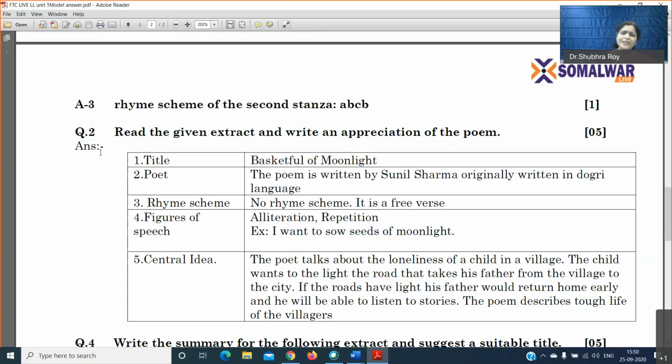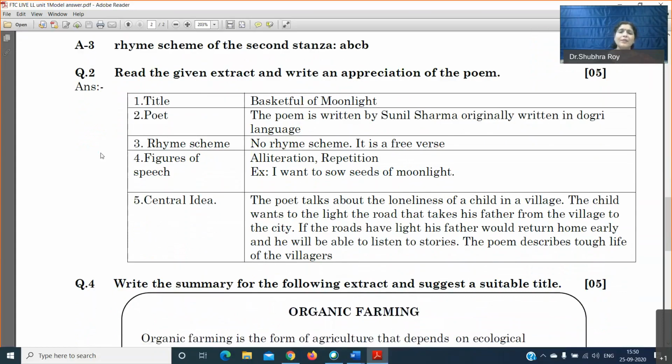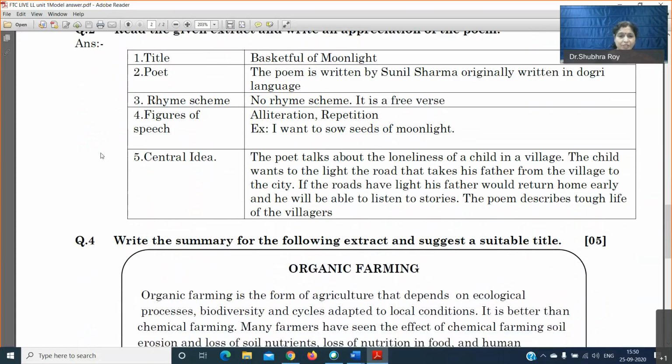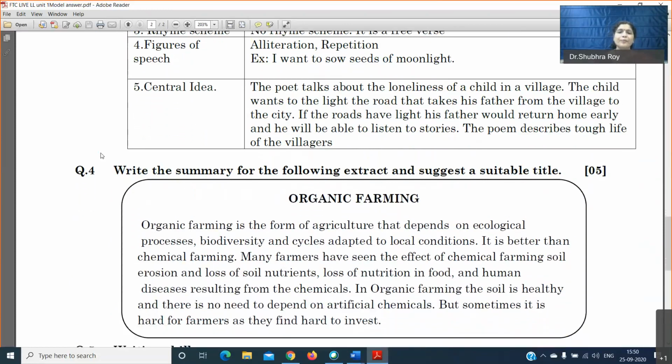Okay. Now let me go to the fourth question. That is a summary based question. Summary has become a compulsory question in the activity sheet. So you should know how to write a summary. There are 5 important points that you have to remember on how to write a summary.